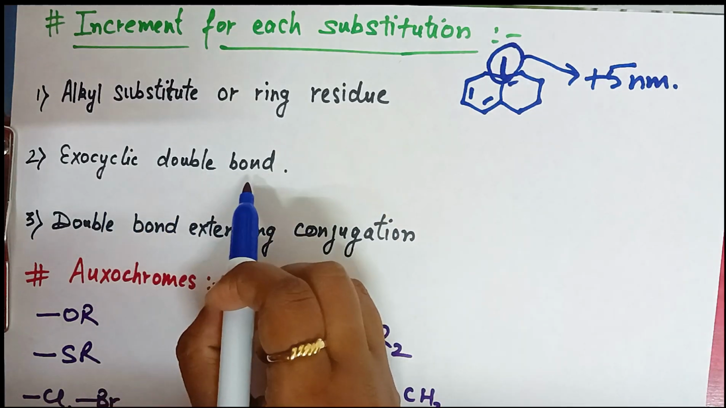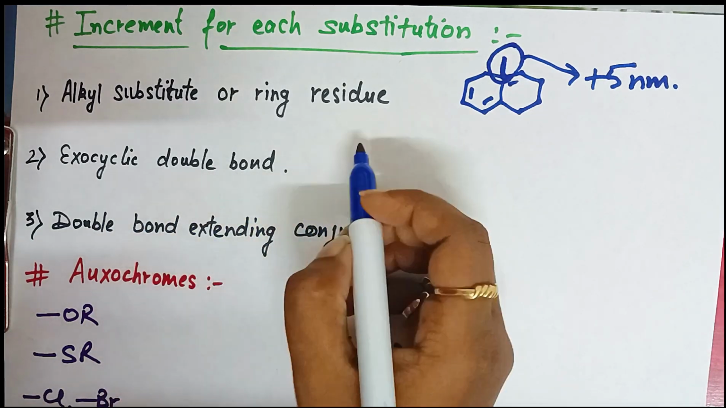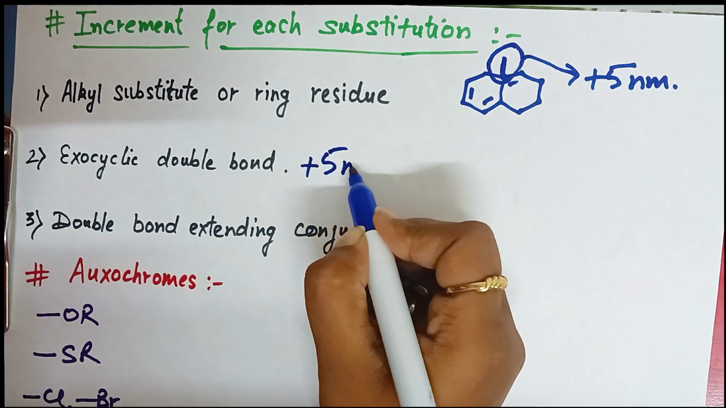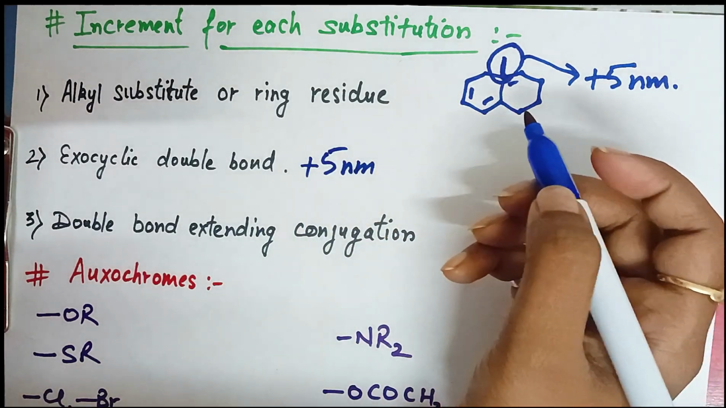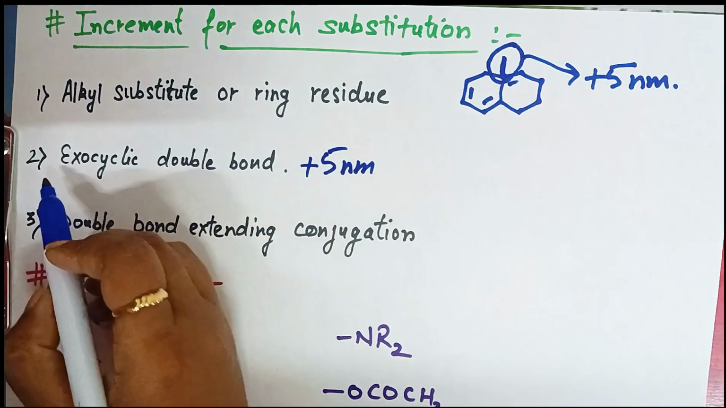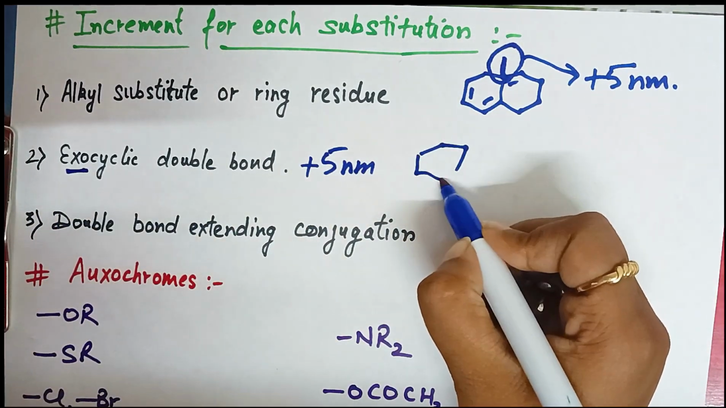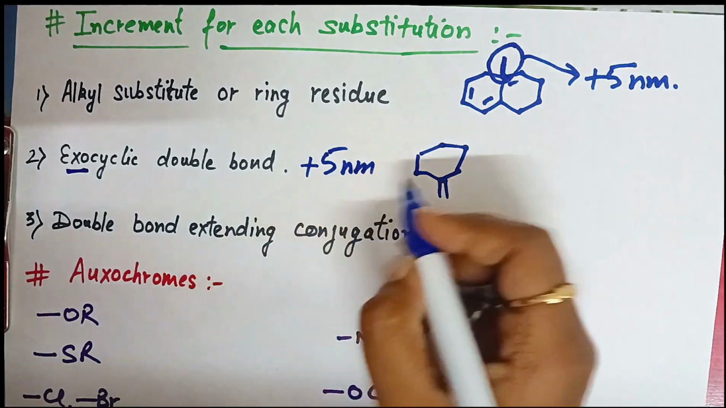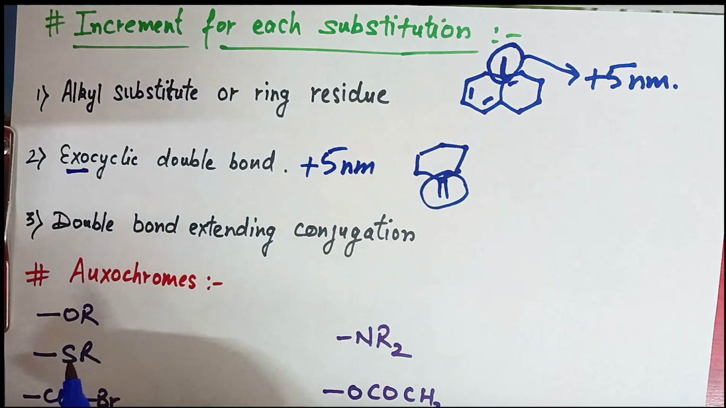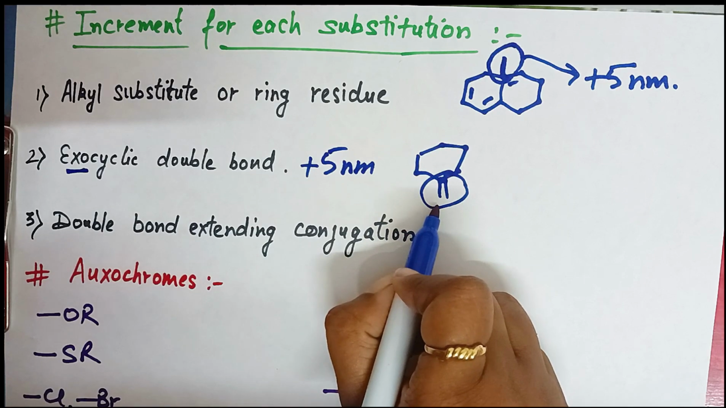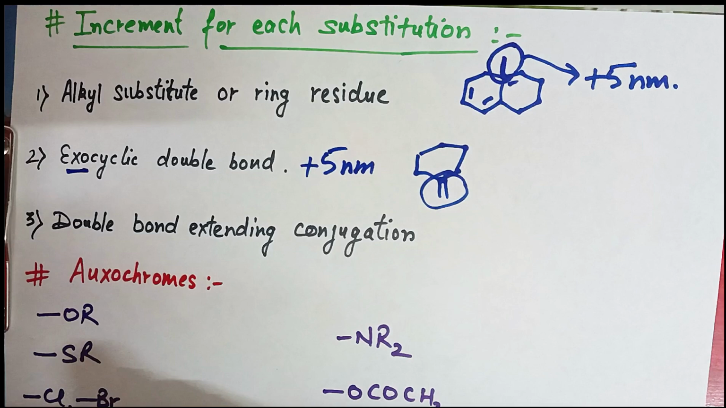Now second is for the exocyclic double bond. For each exocyclic double bond we will add 5 nanometers. Now what is an exocyclic double bond? Exo means out, right? Out of the ring. Whichever double bond is present outside the ring, that will be the exocyclic double bond. For each exocyclic double bond we will add 5 nanometers. This is the second rule.